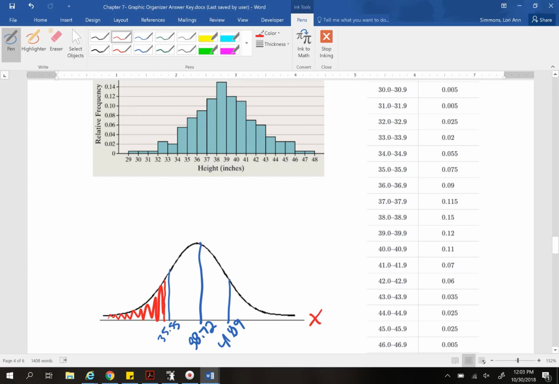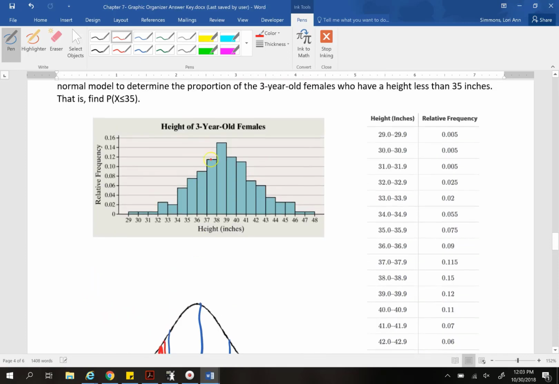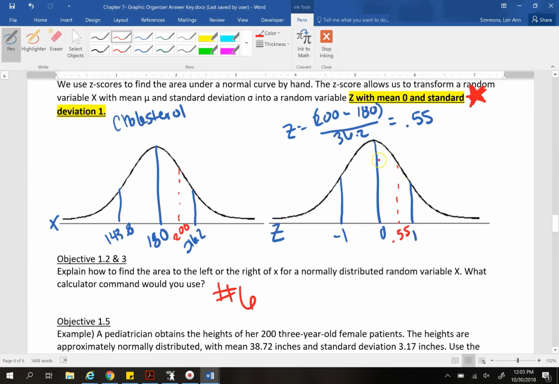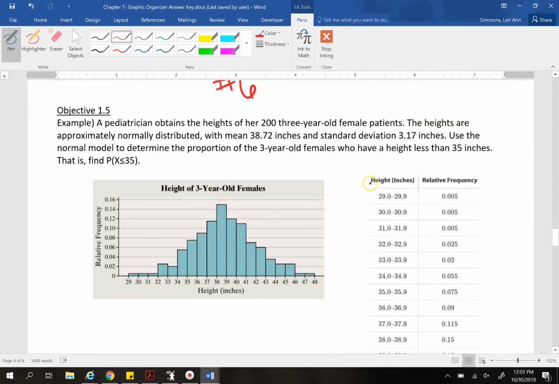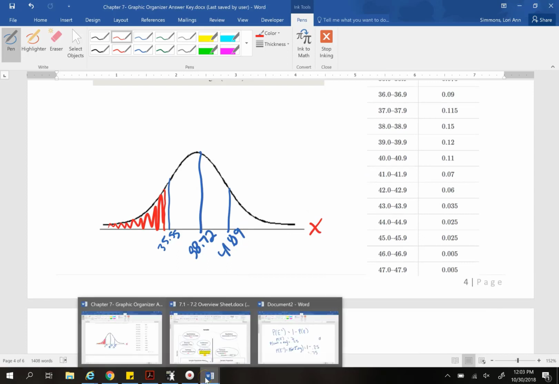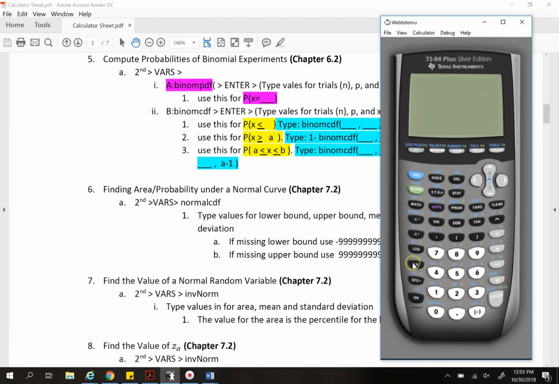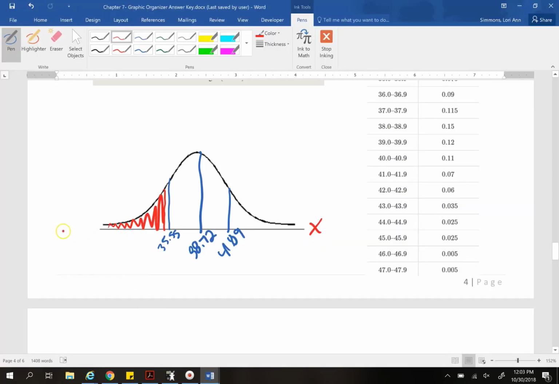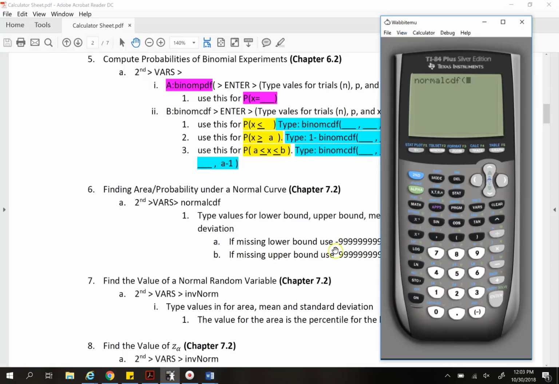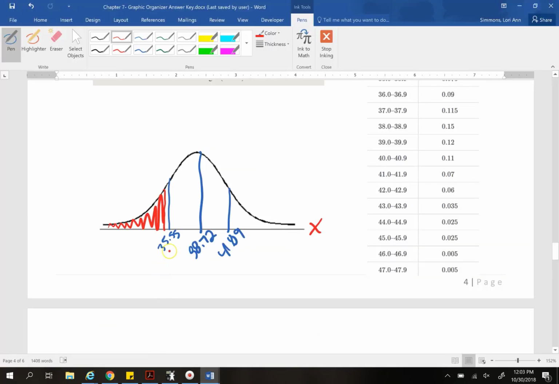You could have converted this to z's, just like up here, and follow your calculator commands. So let's find the probability that x is less than or equal to 35. We're going to go to second vars, normal CDF. Type in values for the lower bound. If we're missing a lower bound, you can see it keeps going on and on and on. We're going to type in negative 99999. Then the upper bound, so how high are we going? We're going up to 35.